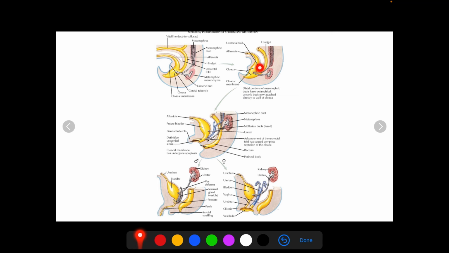By the urorectal fold or septum there will be two cavities, the allantois and the hindgut. The allantois forms the bladder, and the hindgut forms the lower part of the GI tract. The end part of the GI tract is called the cloacal membrane, which forms the anus. Then the allantois, when it becomes the bladder, changes to the cloaca, and now slowly it will be separated.